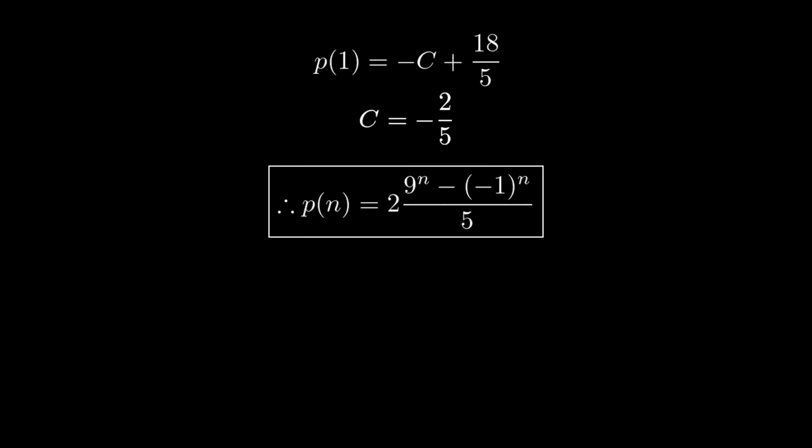Therefore P(n) equals 2 times 9 to the power n minus minus 1 to the power n, all by 5, and our solution is complete.